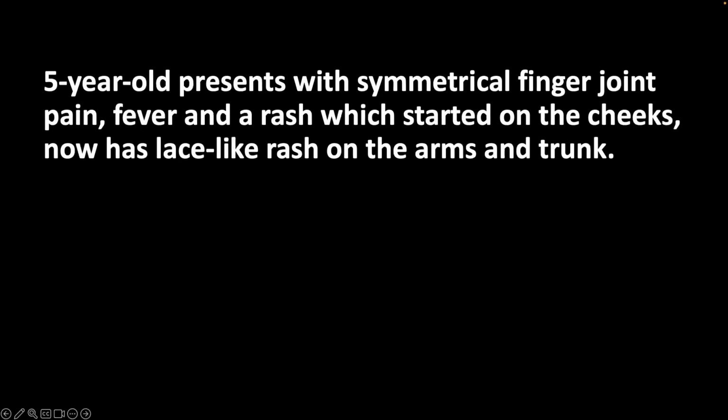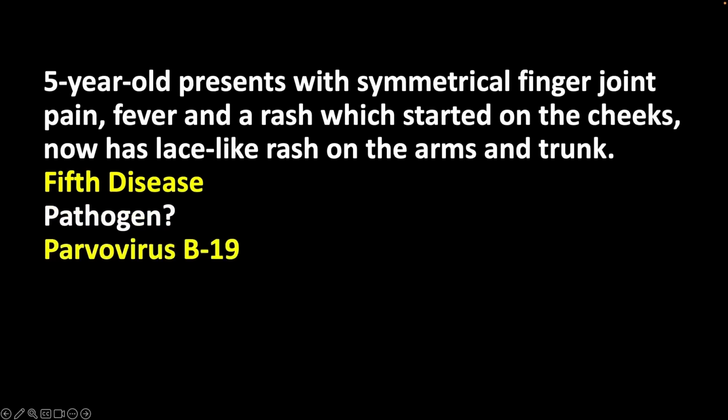You have a 5-year-old who presents with symmetrical finger joint pain, fever, and a rash which started on their cheeks. They now have a lace-like rash on their arms and trunk. What's the diagnosis? Fifth disease. And what's the most common pathogen? Parvo B19.